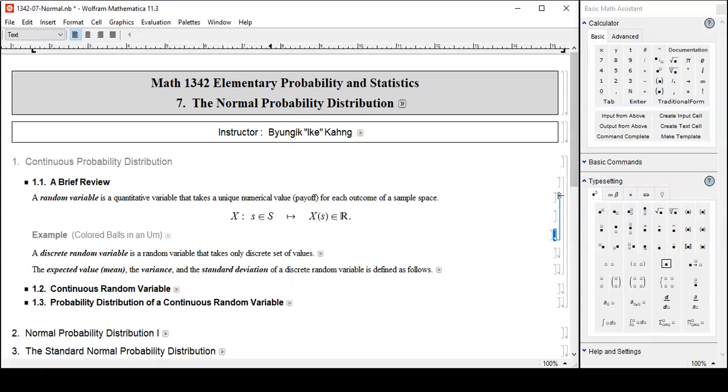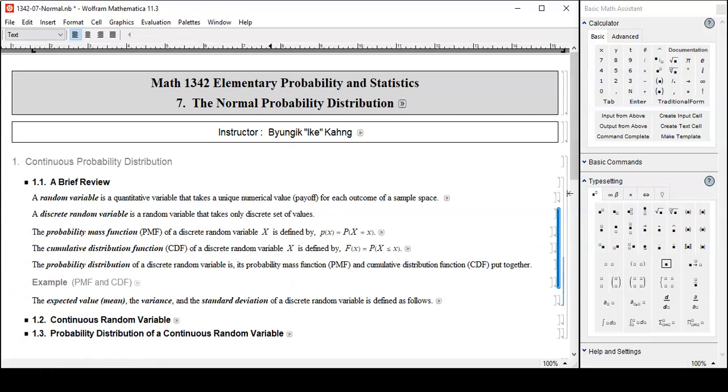Now, for discrete random variables, you have to remember two humongously important functions. Number 1, the probability mass function defined like this, and number 2, the cumulative distribution function defined like that. These are real deals, and put those two together as a single entity, and we're going to call it the probability distribution. Let me reiterate that. The probability distribution of a discrete random variable is its PMF and CDF put together.